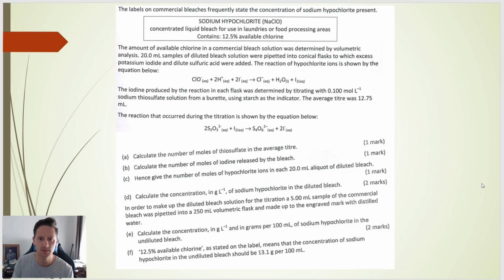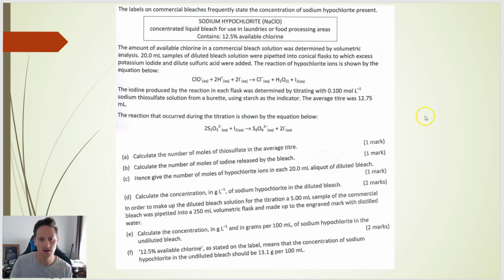This example here is very similar, and it's using the exact same equation as one that we're going to do in class. So I think this is a great question to have a look at. We've got a solution of sodium hypochlorite. So basically we're using bleach, and bleach has an active ingredient, the part that makes it work, which is the sodium hypochlorite, NaClO, and it contains 12.5% available chlorine.